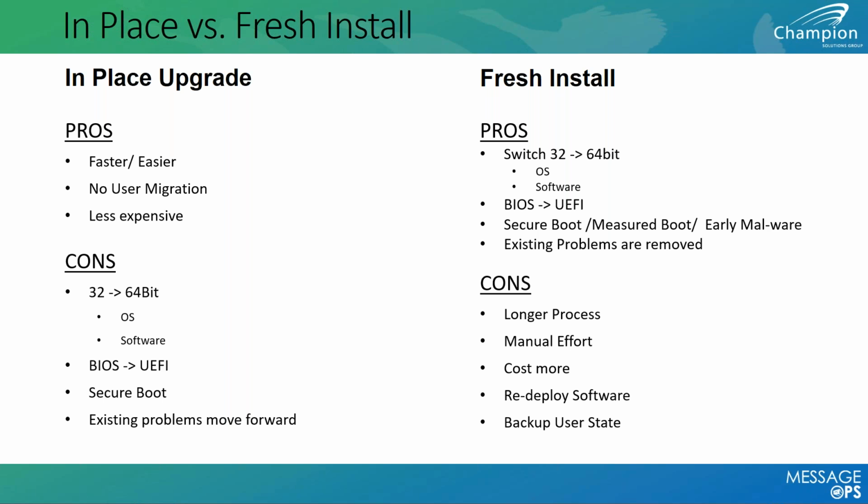From a fresh install perspective, what are our pros? We, of course, can switch from 32-bit to 64. We're doing a new install. Of course, that means all the software we put back down can be running 64-bit at your latest versions of your software. We can switch BIOS to UEFI, so we can start taking advantage of some of these Windows 10 features, which is secure boot, measure boot, early malware detection, and so forth. And of course, if I do go through this, existing registry problems, hard disk issues, and so forth, these are kind of going to go away, right? I'm not kicking the can down the road, if you will.